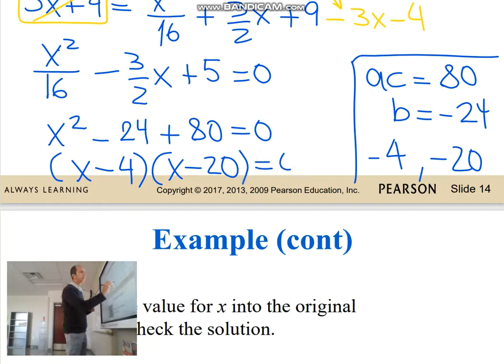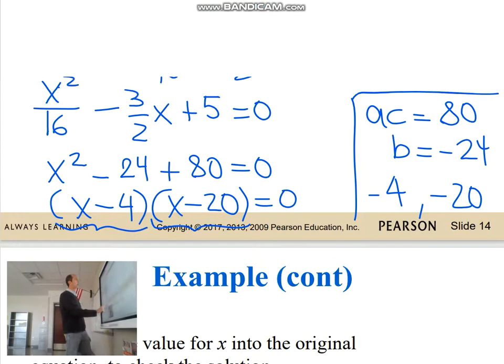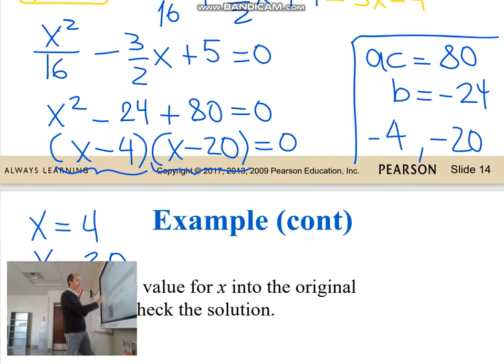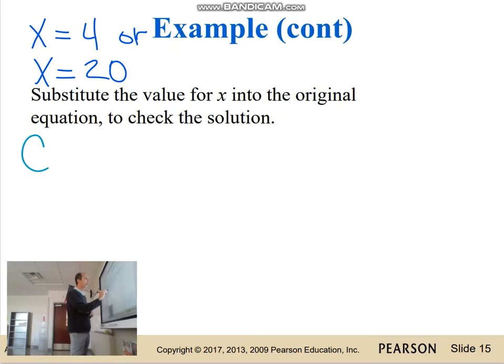And these solutions will be: to make this factor 0, we need x equals 4. To make this other factor 0, we need x equals 20. So the two possible solutions for the original rational equation are x equals 4 or x equals 20. Possible solutions, because first we need to check before we say those are solutions. So check to see if this is good in the original equation.